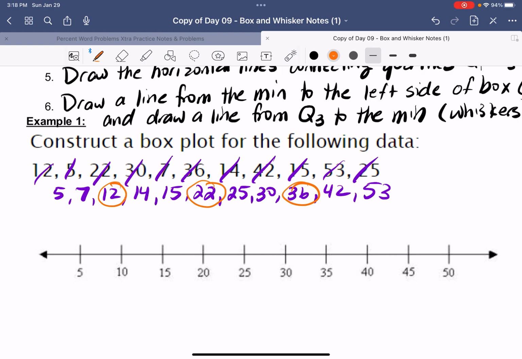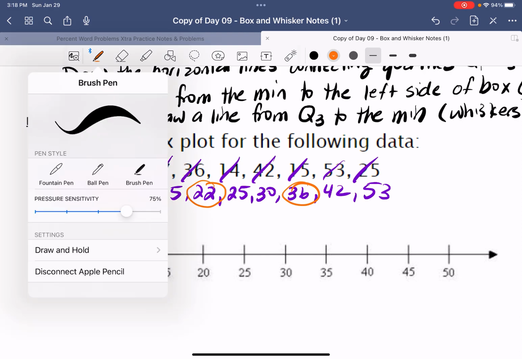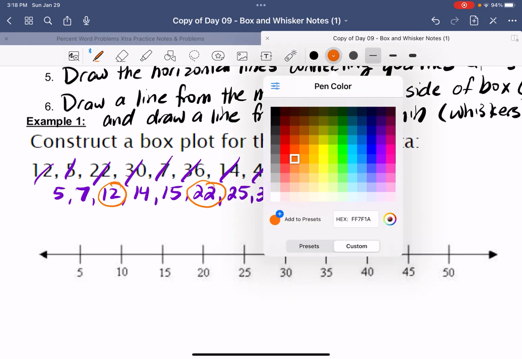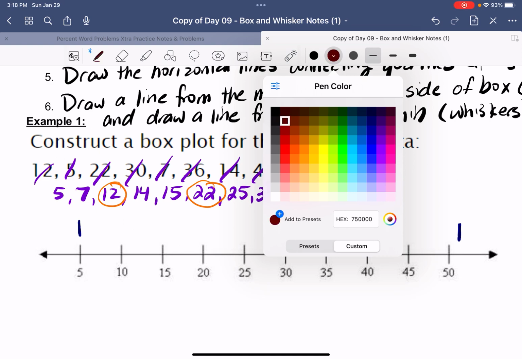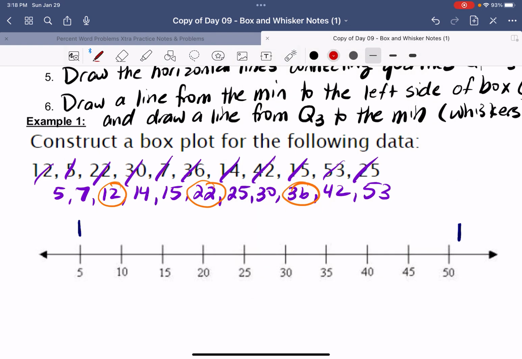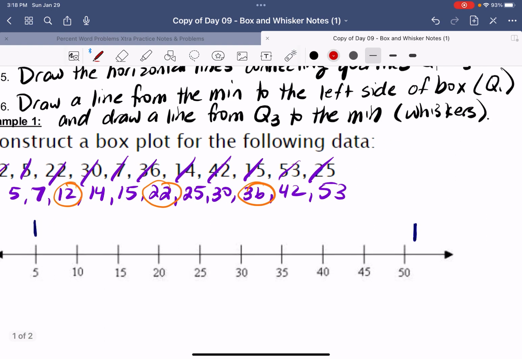Okay, so let's draw this thing. We know what our minimum is, okay? So our minimum, I'm gonna draw a little line like this. I know my maximum is up here, 53. Now I'm going to go ahead and draw my quartiles. Q1 is right there, sorry. Q2 is right about there, and Q3 is right about there.